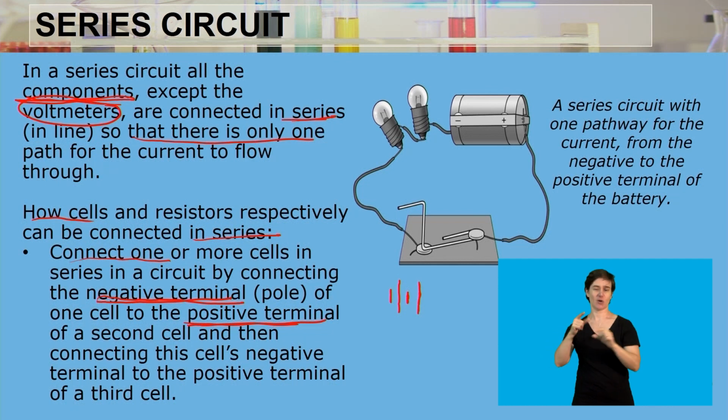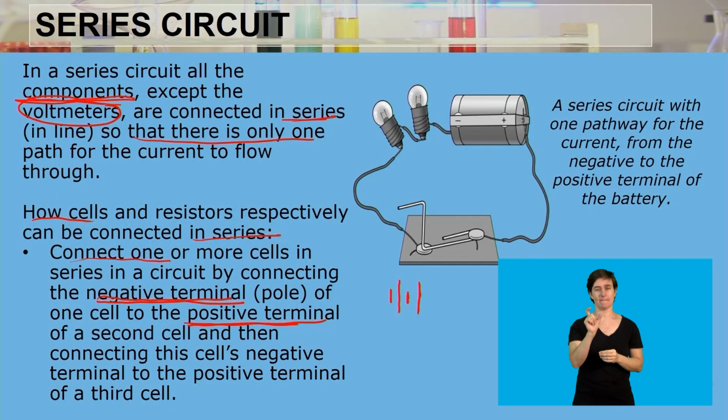So they alternate. We never have a case whereby we have a negative terminal connected to another negative terminal. So if we are connecting our cells in series, one negative must be connected to another positive, and then that positive must be connected to a different negative, and then that different negative to a different positive. So depending on the number of cells that we have in a circuit, we can connect as many as we want, but in that particular order. That negative is going to be connected to a positive, and so forth and so forth.